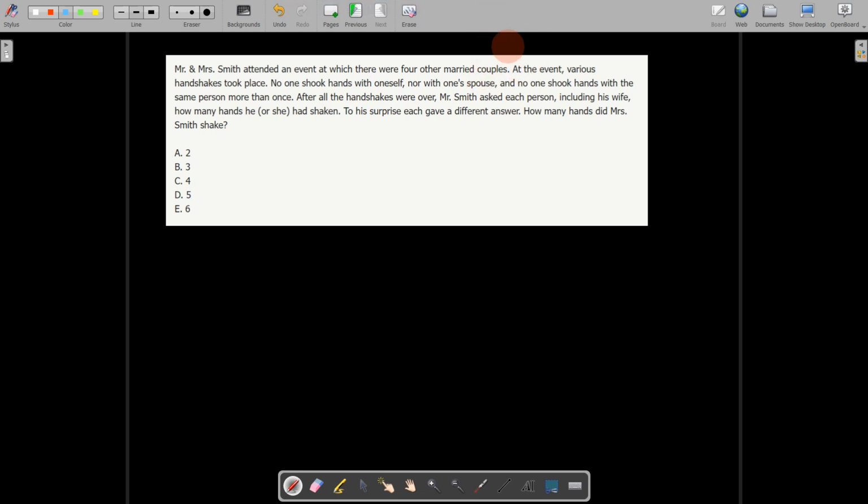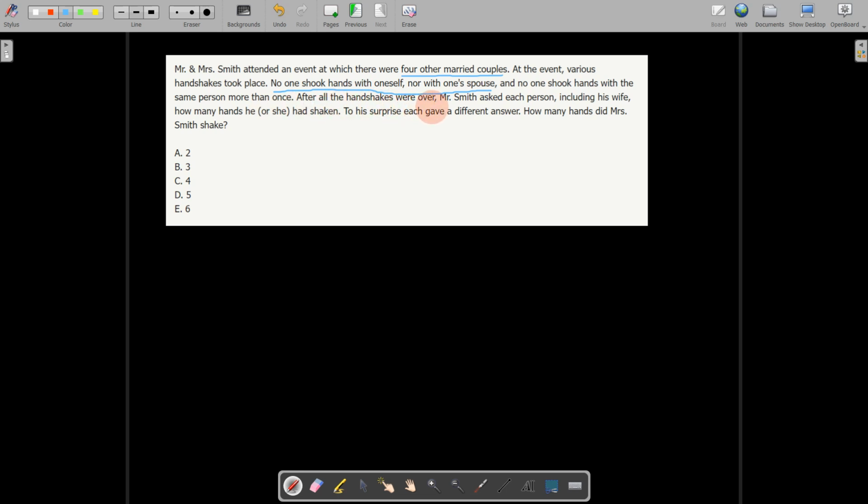So today we will try another interesting discrete maths problem, and let's try to understand the question first. Mr. and Mrs. Smith attended an event at which there were four other married couples. At the event, various handshakes took place. No one shook hands with oneself nor with one's spouse. This is important information, so I will underline this. And no one shook hands with the same person more than once.